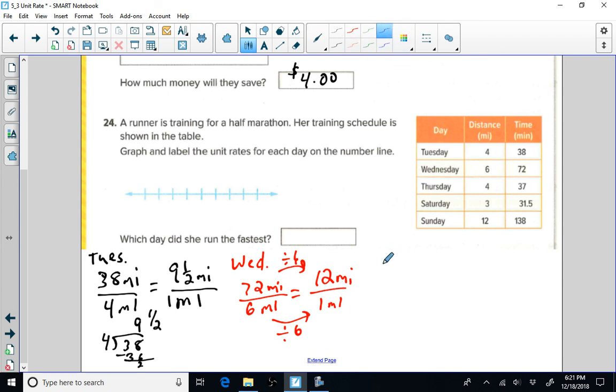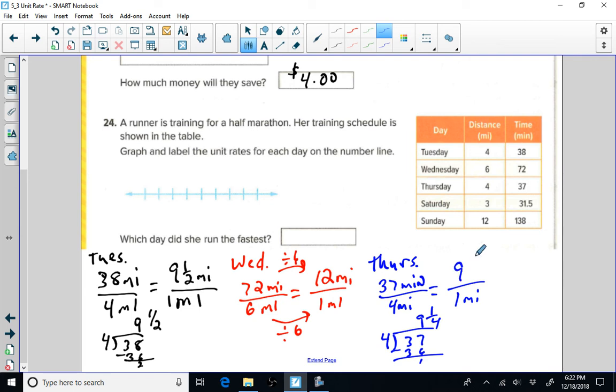Let's look at Thursday. Thursday we have 37 minutes for 4 miles. We want to make an equal fraction with a denominator of 1 mile, so I divide 4 into 37. 9 times 4 is 36. Subtract, I get 1, so that's 1 over 4. That's 9 1/4 minutes for every mile. 9 1/4 minutes is faster than 9.5 minutes, so that's pretty fast.